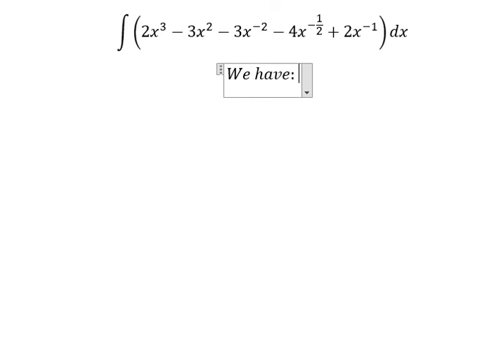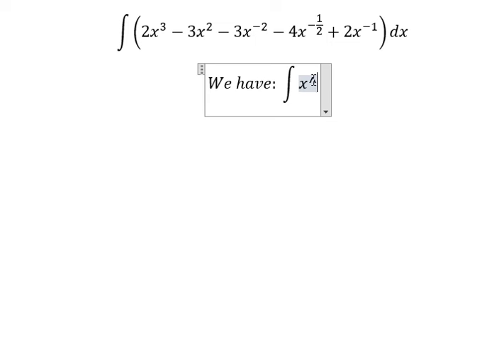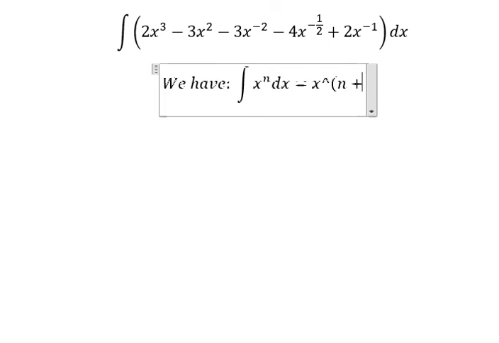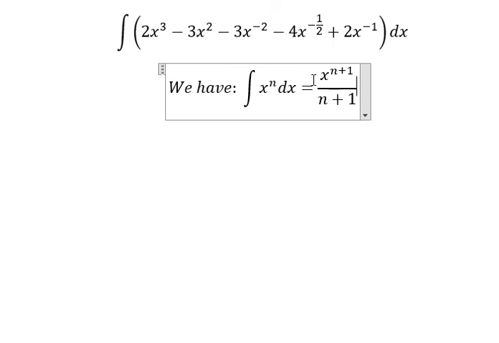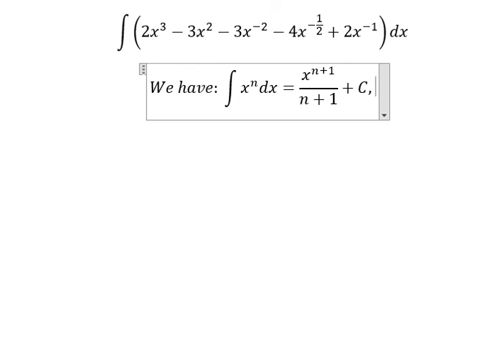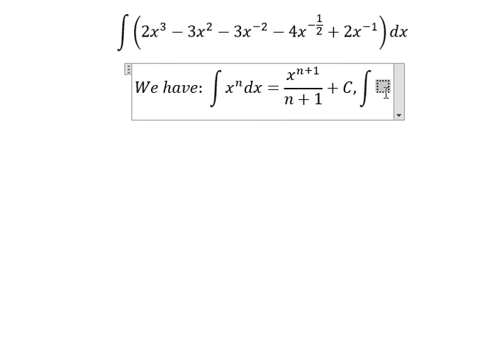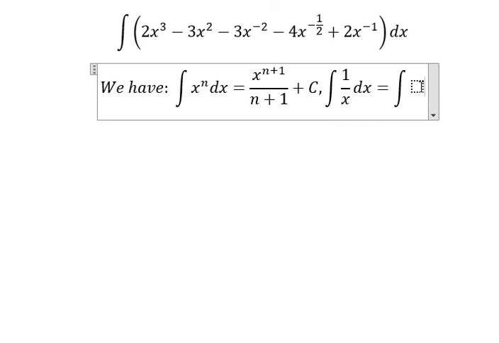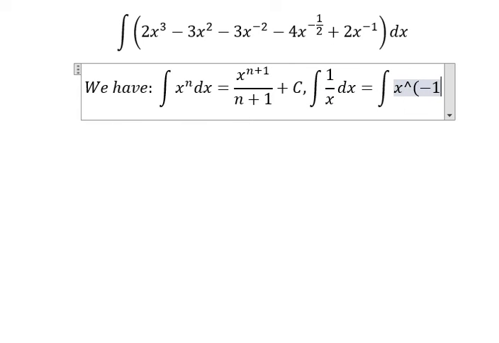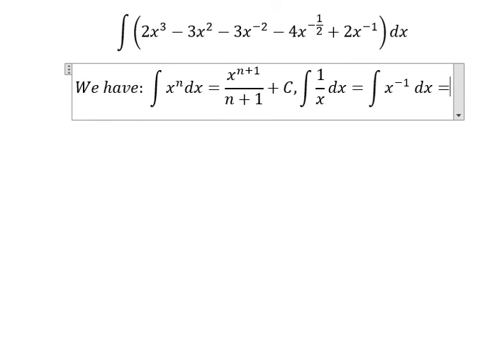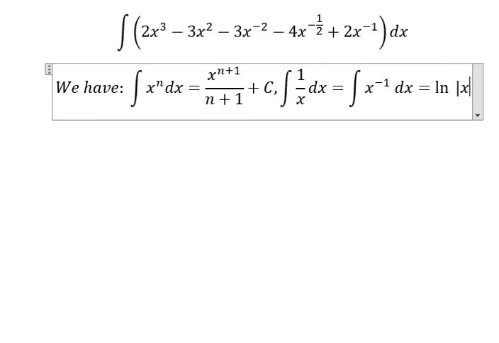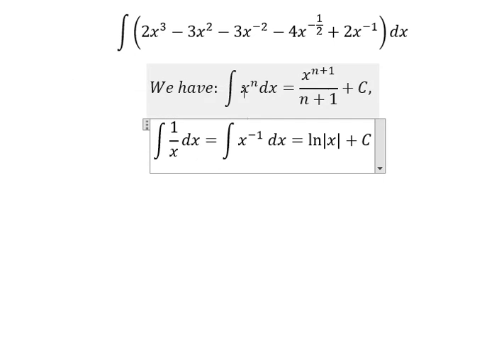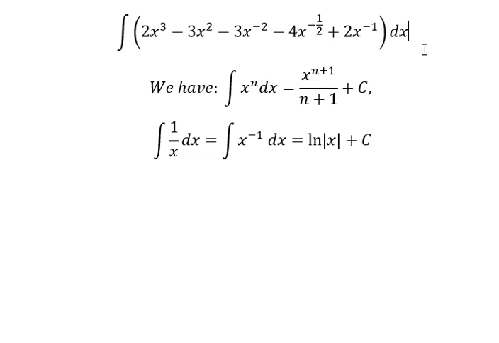The first one is the integral of x to the power of n dx. So we have x to the power of n plus 1 over n plus 1, and I will put plus C. And the next one, the integration of 1 over x dx equals the integration of x to the power of negative 1 dx. We have ln of x with the absolute value in here, and I will put plus C. So we can apply two formulas in here.